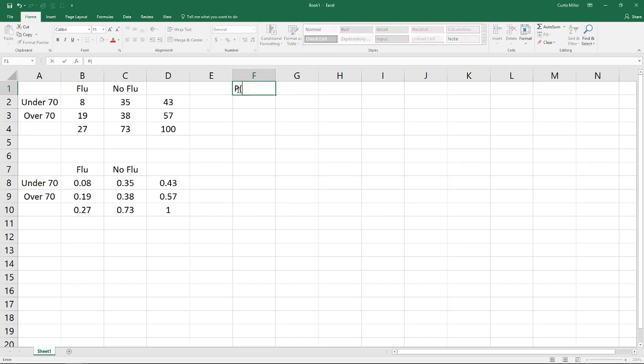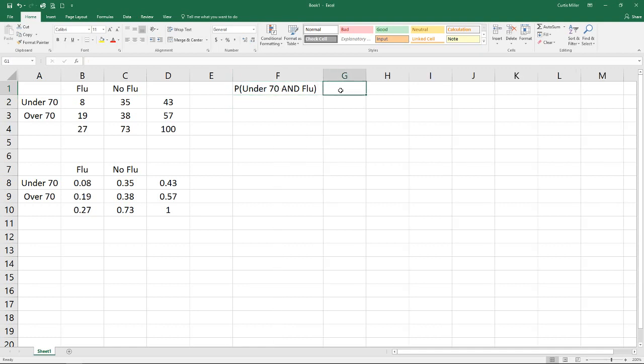Here I want to talk about the probability of somebody being under 70 and having the flu. This is considered an intersection, so we want to find the place where these two values meet, the and. And this one's rather simple. This is the one we already calculated: under 70 and the flu is right where those two values meet. So to get this value, I'm just going to put my equals here and click on that value. That will be it.